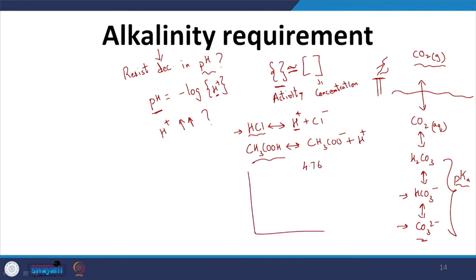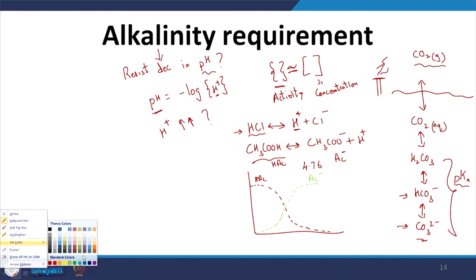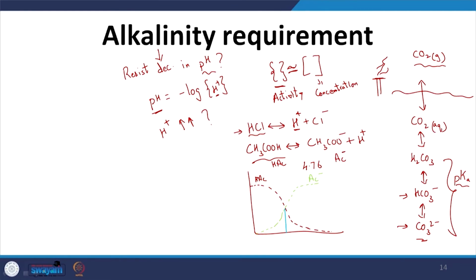So, we looked at this graph if you remember, and this is acetic acid. I will say it is HAC. This I am representing by HAC, this by AC minus, and let me just change the color here, and the other one will be AC minus. I am just reviewing the acid base relevant aspects, and the point at which HAC and AC minus will be the same is the pKa, 4.76. That is the pKa.